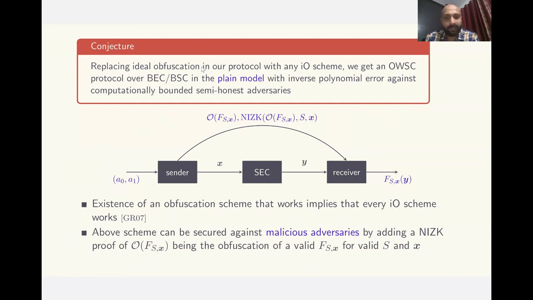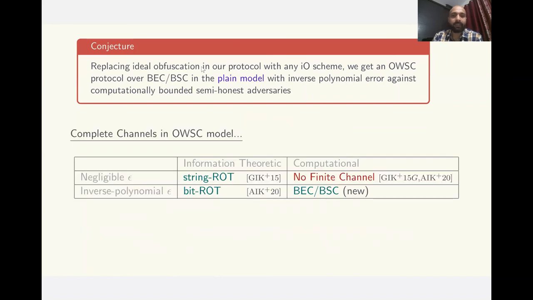To ensure malicious security, we only need to additionally secure the protocol against a malicious sender who attempts to influence the output distribution of the receiver. This is because the receiver, being inert, has no additional power in the malicious setting. To ensure security against the sender, it is sufficient to ensure that the function that is being obfuscated is a legitimate function. This can be ensured by making the sender provide a non-interactive zero-knowledge proof of this fact. Known results show that NIZK can be realized using the provided channel, that is BSC or BEC. Hence, we can realize malicious security in the plane model, assuming the conjecture. Thus, in the plane model, the natural channels like BEC and BSC are complete with inverse polynomial error against semi-honest and malicious computationally bounded adversaries.